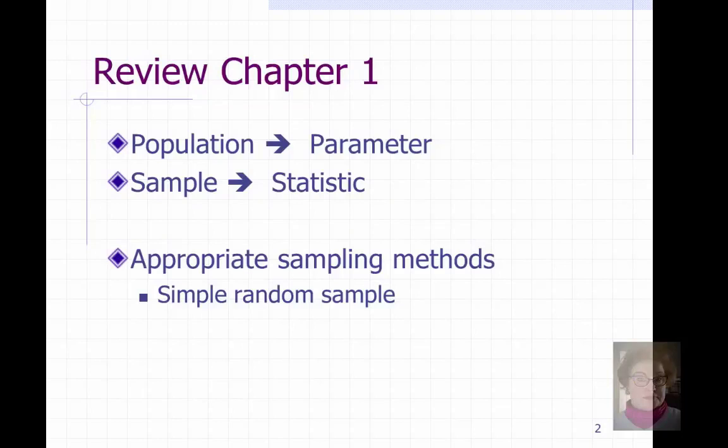Remember from chapter 1, when we talk about characteristics of a population, those numbers are called parameters. When we're talking about characteristics of a sample, those numbers are called statistics. And we talked about appropriate sampling methods, and most of the time a simple random sample is going to be your best sampling method.